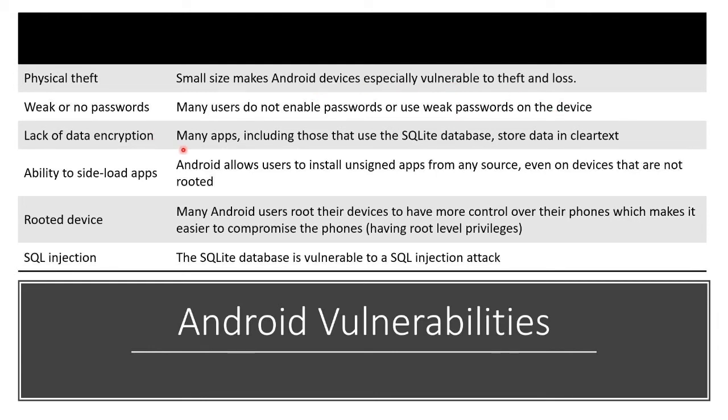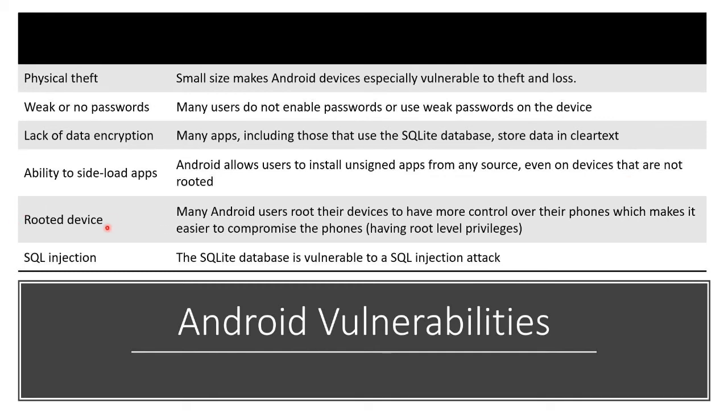Lack of data encryption. Many apps, including those that use the SQLite database, which is where you store all of your contacts and things, store data in clear text. The ability to sideload apps from any location, including unsigned apps from any source, even if the device is not rooted. It doesn't have to be rooted. We just say, yeah, I want to do it.